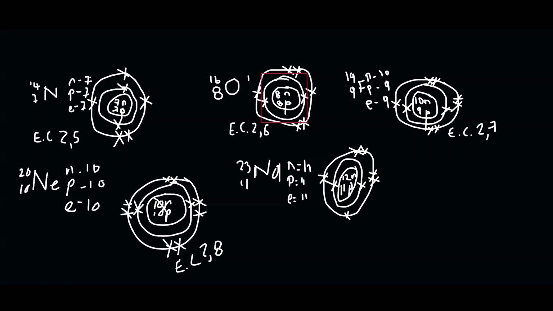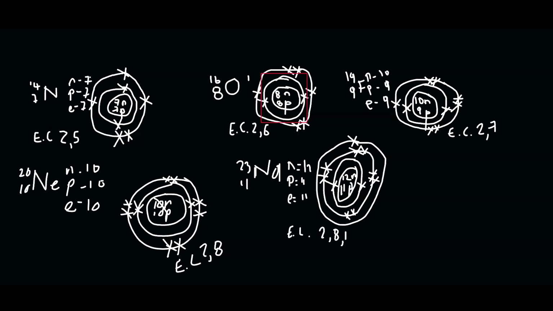How many electrons do we have overall now in the structure? Count it and let me know. 10. Yes, 10. That means we need to add one more, which makes it 11. What would be our EC now? 2, 8, 1. Good. So 2, 8, and 1.